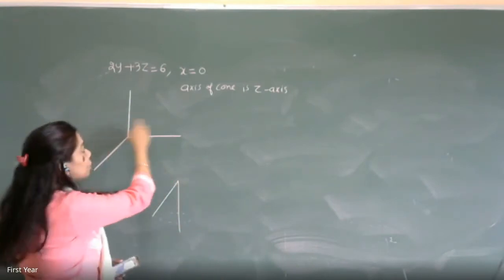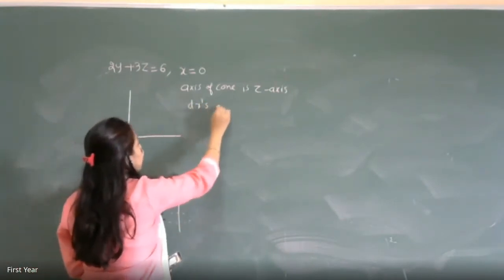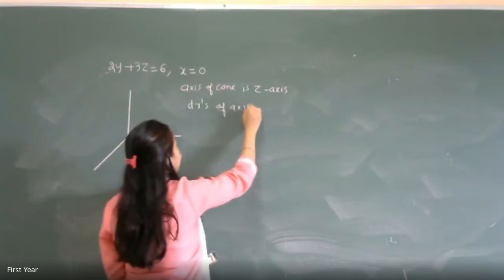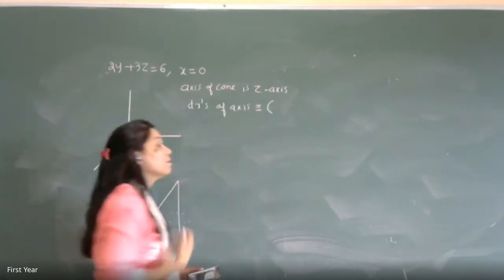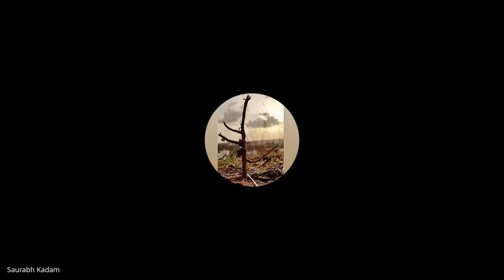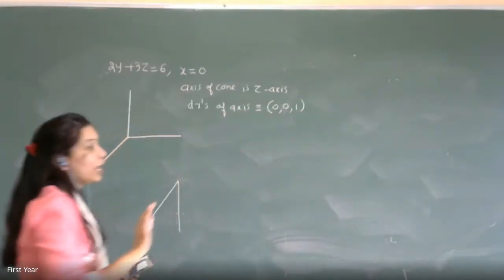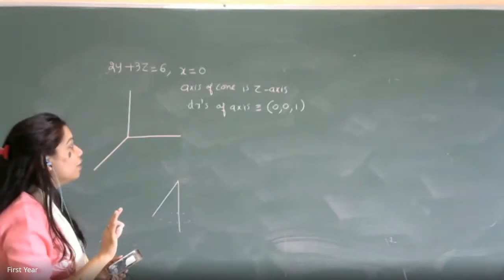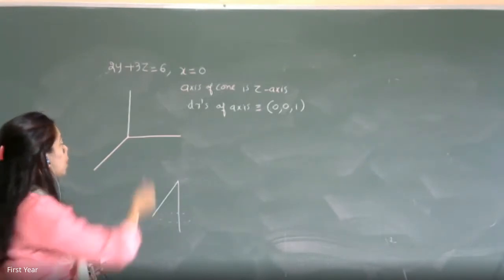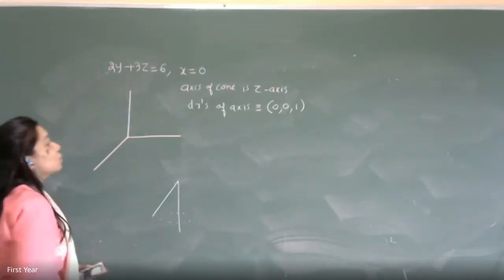I know what the direction ratios of the axis are. The direction ratios of the axis are the direction ratios of the z-axis. What are those? 0, 0, 1. So I know A1, B1, C1. I want to find A2, B2, C2, which I want to find with the help of this equation.